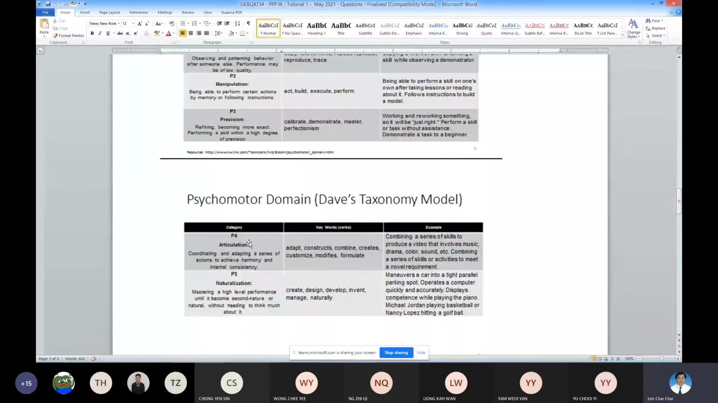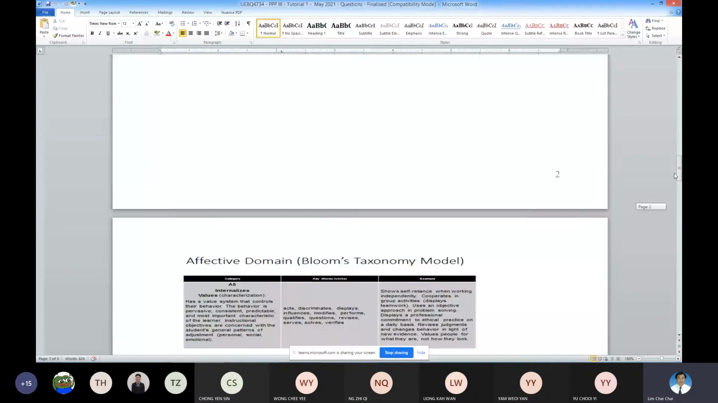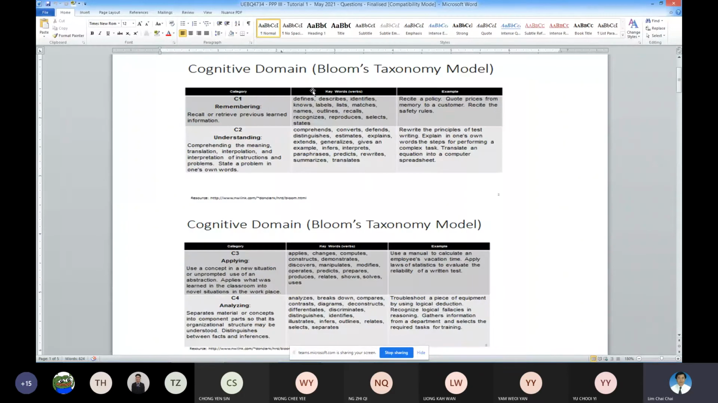So these are the levels that you come across. For cognitive, there are 6 levels. Affective, there are 5 levels. Psychomotor, there are 5 levels. So how do you identify whether it's level 1, 2, 3, and so on? You have to go back to your key verbs here. You can see here the key verbs used in the questions.